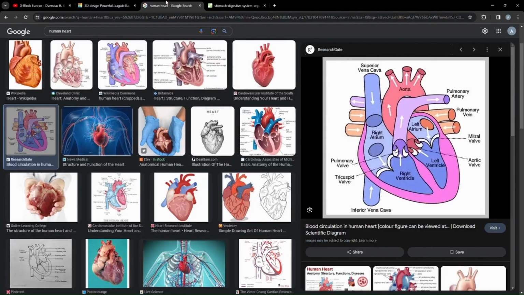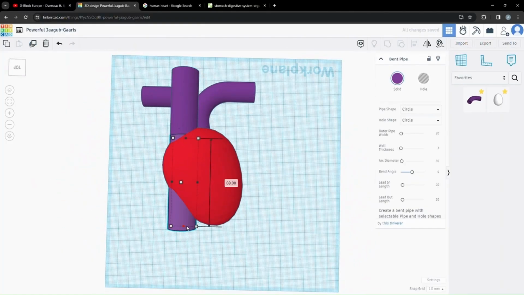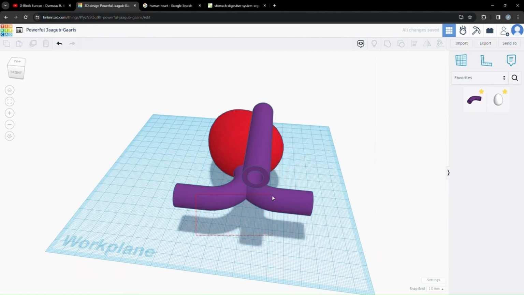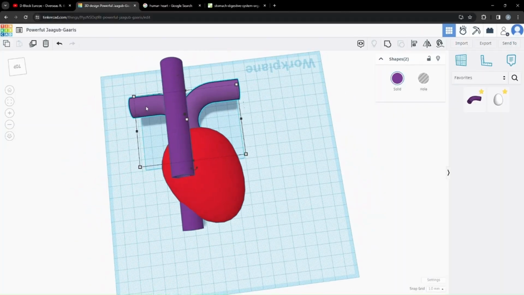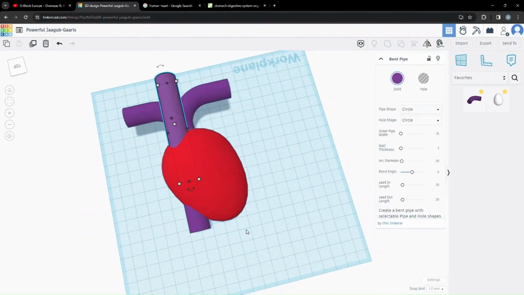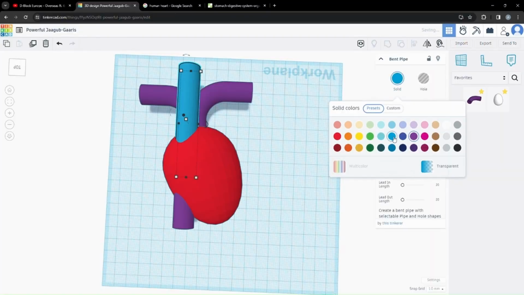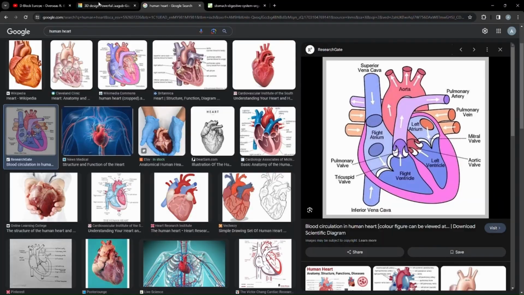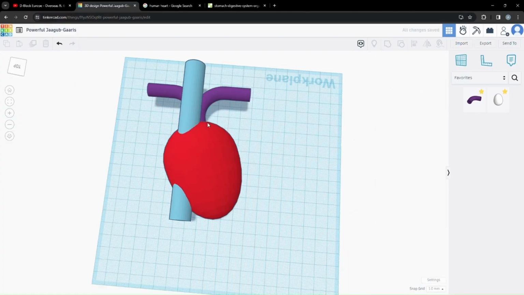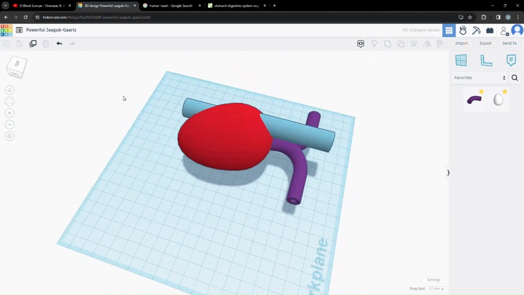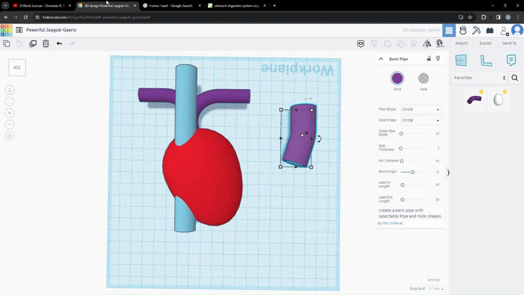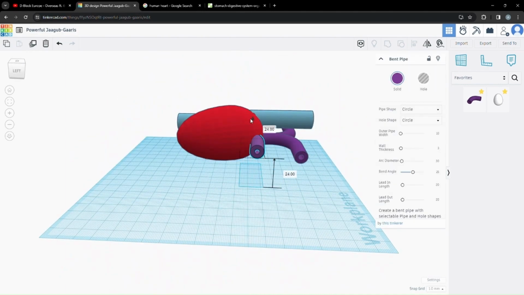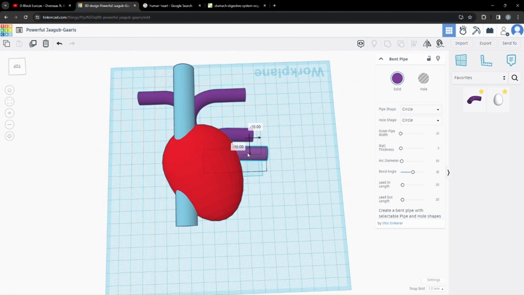For the pulmonary artery, the function is to get the deoxygenated blood that comes to the lung, and then the superior vena cava is the deoxygenated blood that comes from the upper body. The inferior vena cava comes from the lower body.